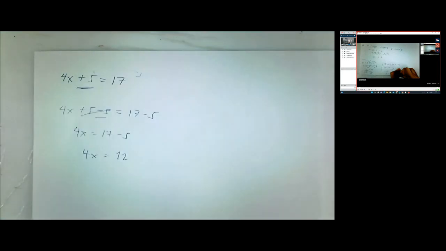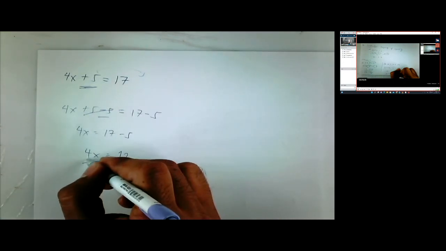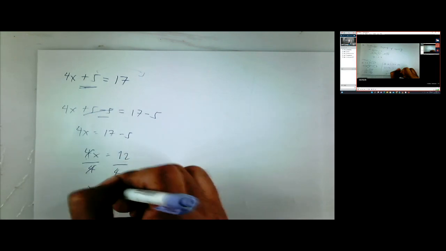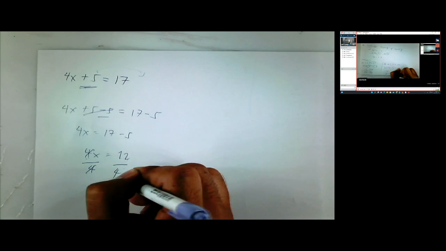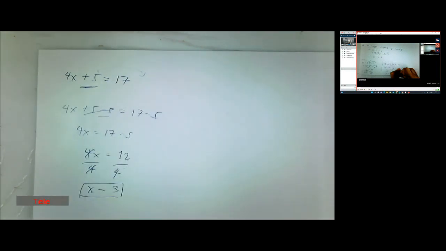That is 12. So you have 4x equals 12. And since you want to know the value of x, divide both sides by 4, since the number beside x is 4. And so you will have x is equal to 12 over 4, which is equal to 3. And that is the answer to your given equation. Okay?